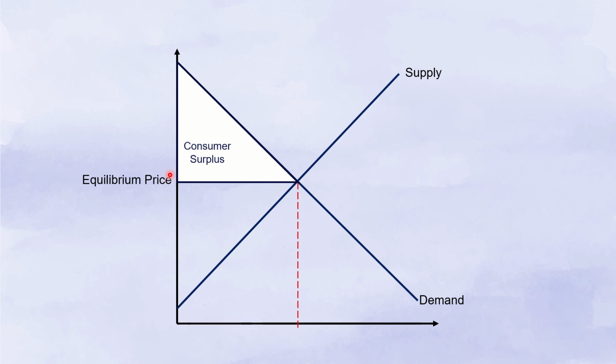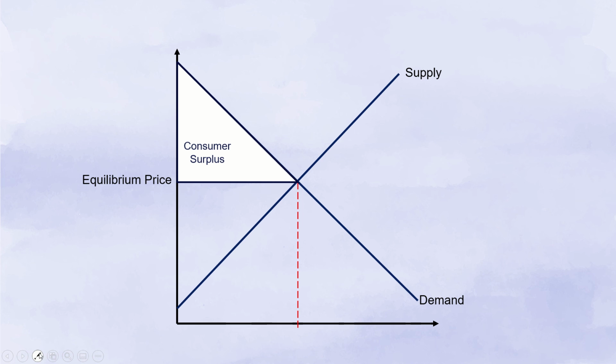From the equilibrium price up to the maximum a person is willing to pay, which is the top of the demand curve where it meets the y-axis, that is the maximum a person is willing to pay. That is the whole consumer surplus of a person.